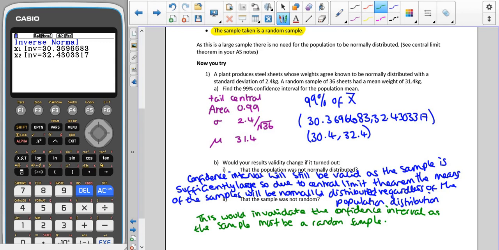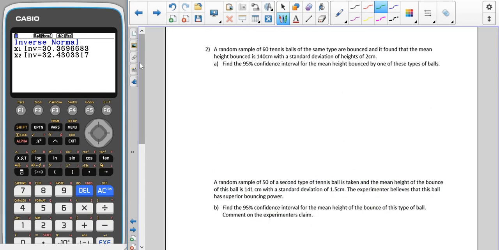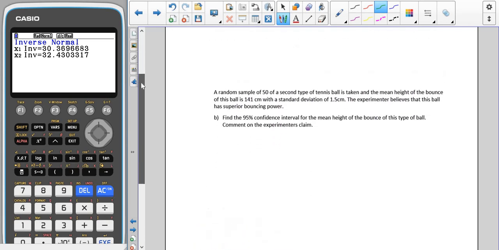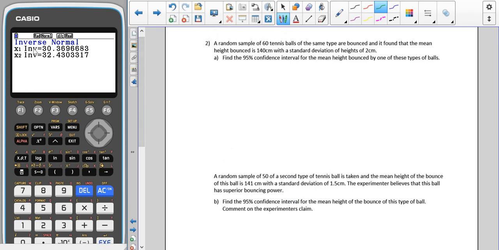What about if that sample was not random? Well, this would invalidate the confidence interval as the sample must be a random sample. So now I'd like you to try the second Now You Try question.